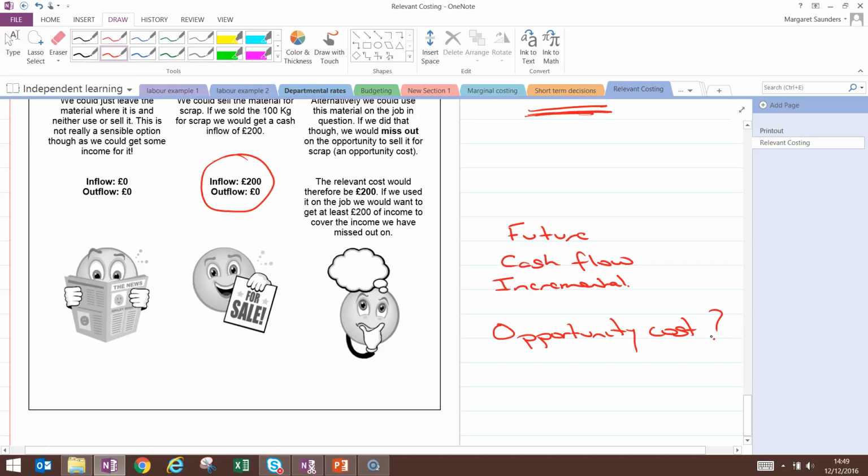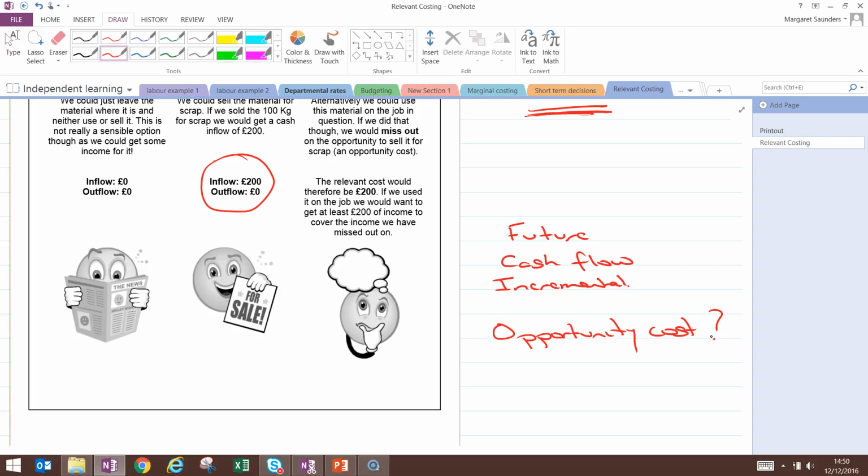So for a particular material, or it could also be labour for a particular type of labour, is there more than one option for using that resource? And if you use your resource on one option, have you foregone the opportunity to use it for another option? So those are the things to bear in mind.